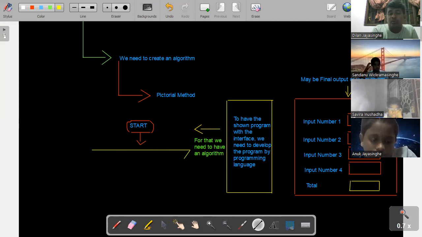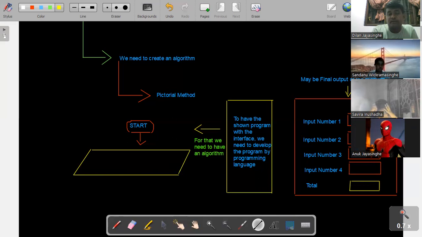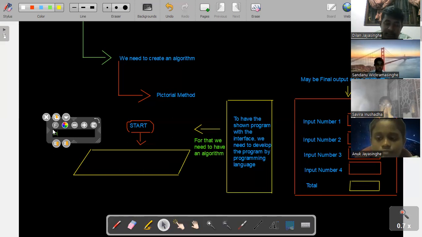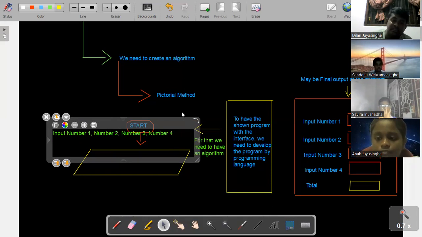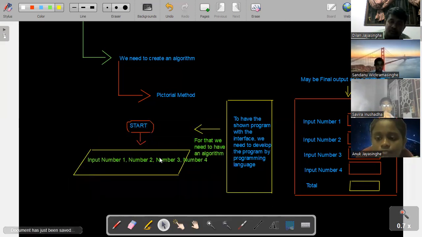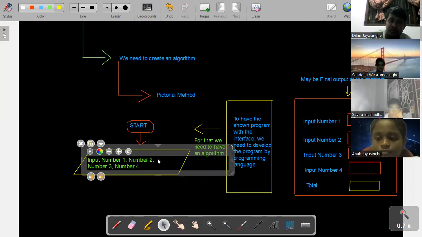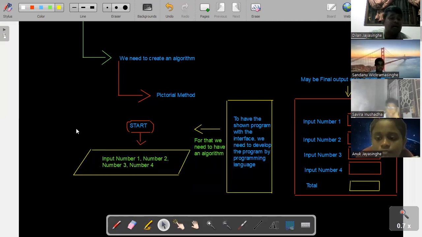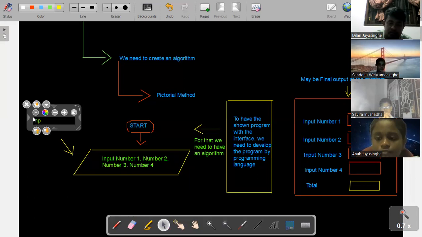This is how we mention input items in the pictorial manner. Look at this. Input number 1, number 2, number 3 and number 4. This should be the first step of the algorithm. This is the input part.